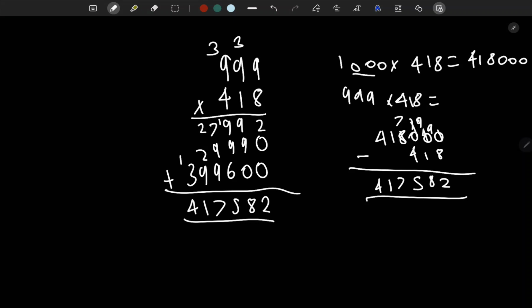You can always recheck your answer by typing it on the calculator also. So if you made a silly mistake, you could correct it by rechecking it. And always check the zeros. Don't forget the zeros. And yeah, that's it.